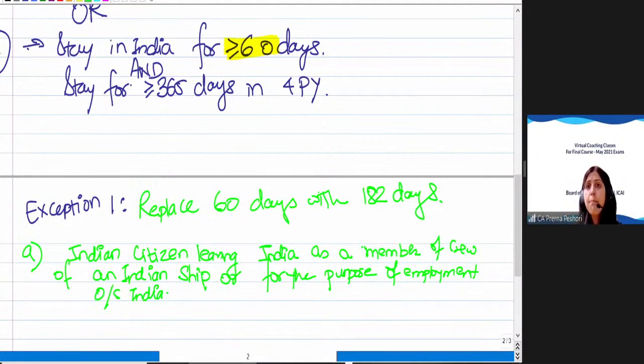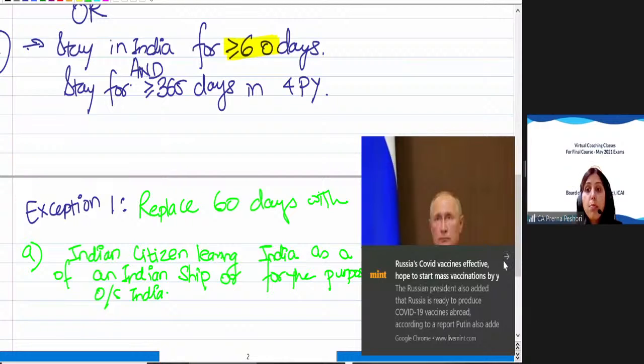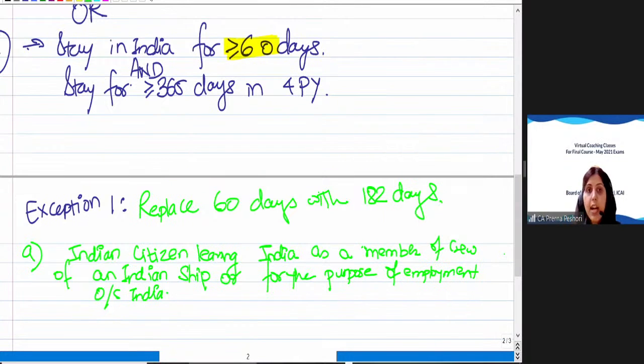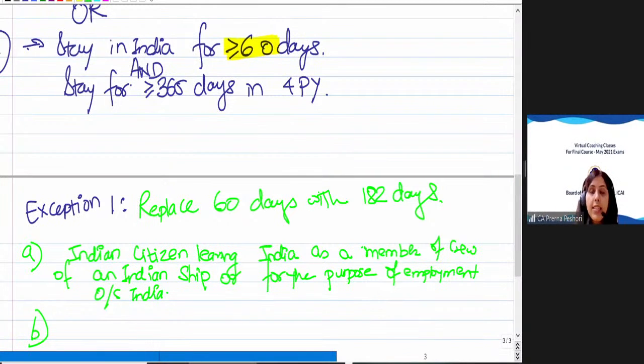So say for example, I am a resident of India. I get a job, say in EY, in London, and I'm going for the purpose of employment outside India, then I will be resident only if I have stayed in India for more than 182 days. So the 60-day condition would not be applicable in that case. Are you clear?